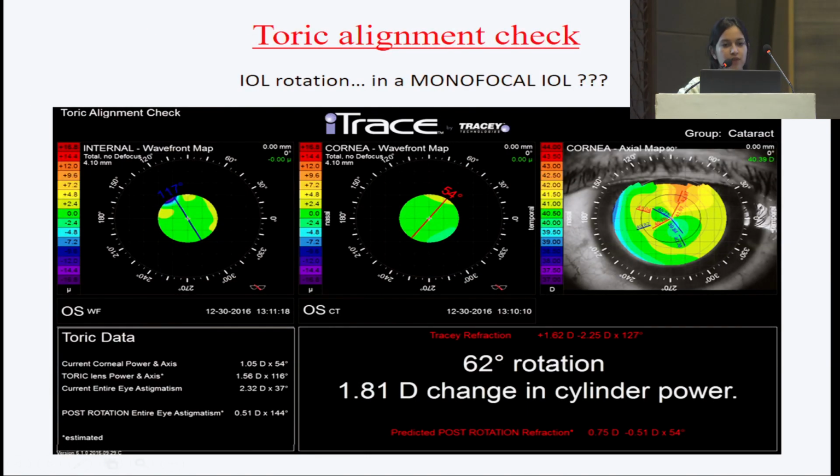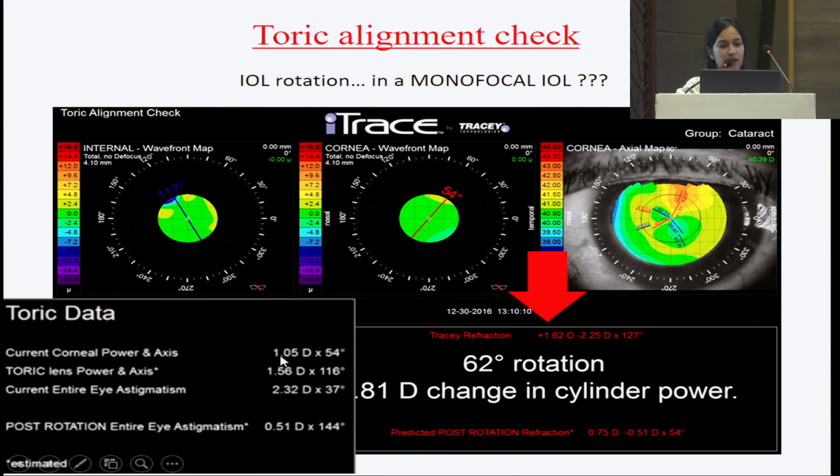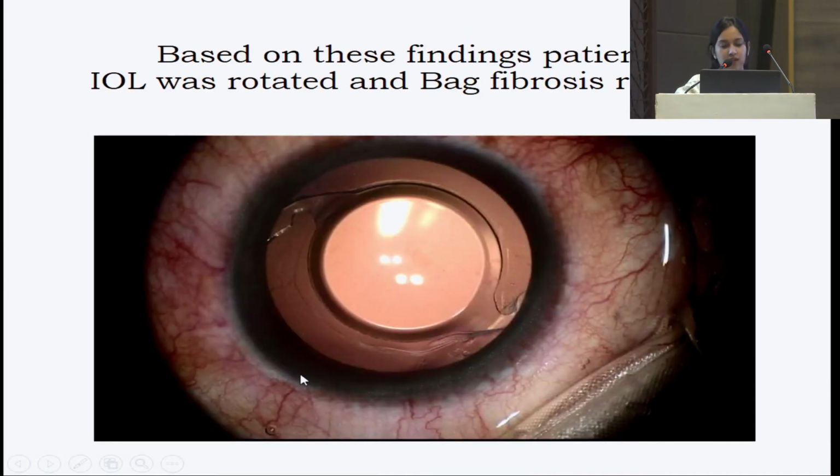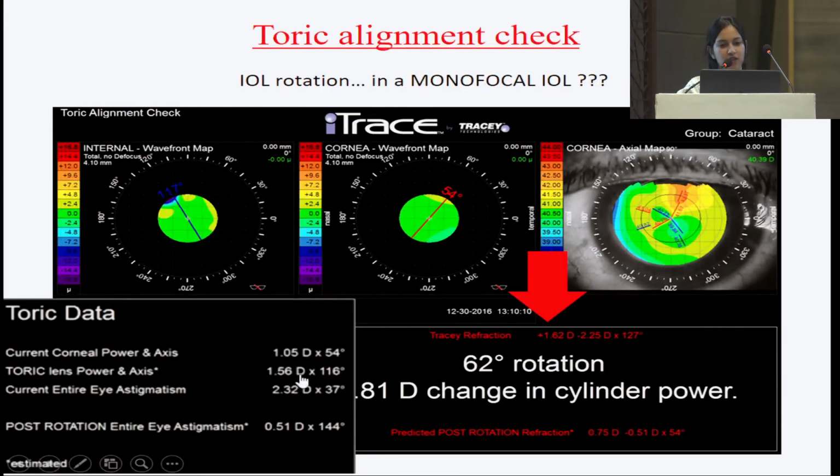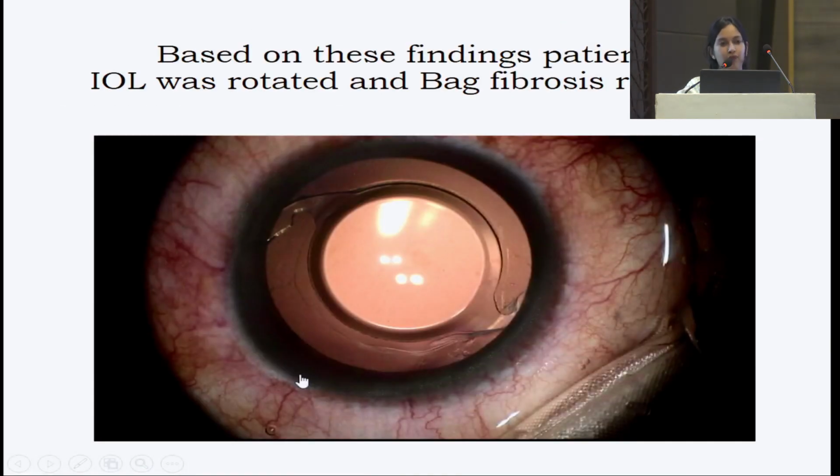EyeTrace also gives you a toric alignment check. Here the corneal astigmatism was just 1 and IOL astigmatism was given as 1.5, whereas this was a simple plain monofocal. There was no toric implanted. So why was this showing a toric alignment of 1.5 diopter? When we checked on the slit lamp again, we realized that the toric effect was coming due to capsular bag fibrosis.